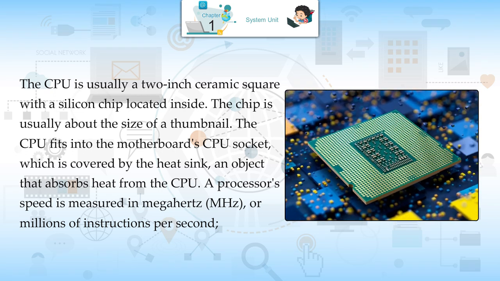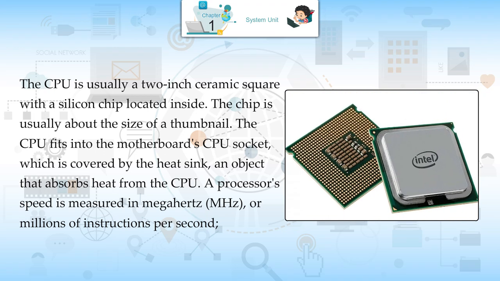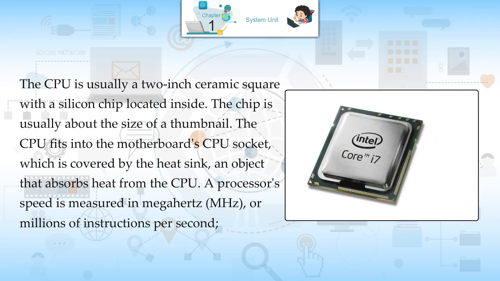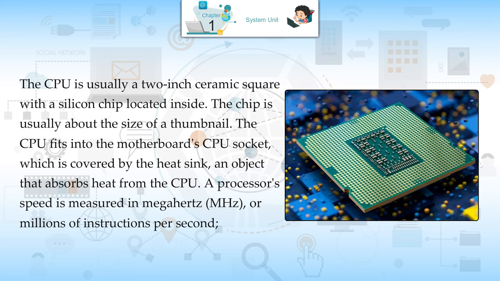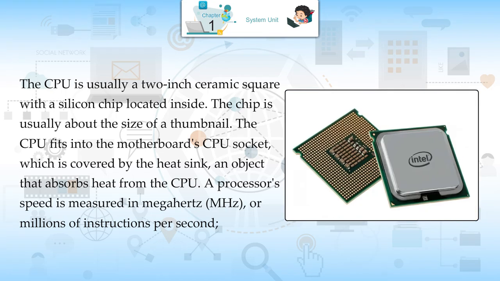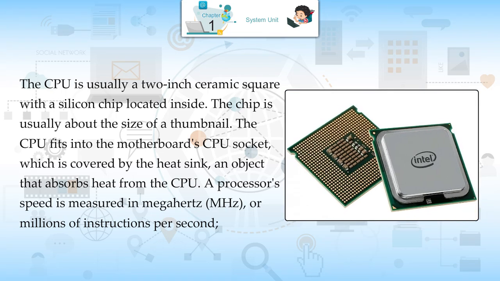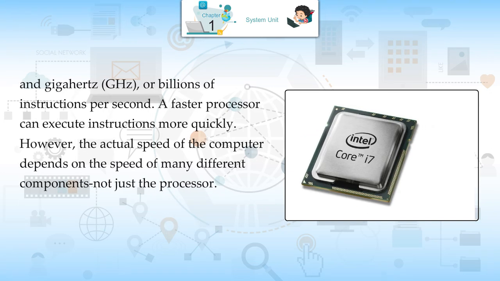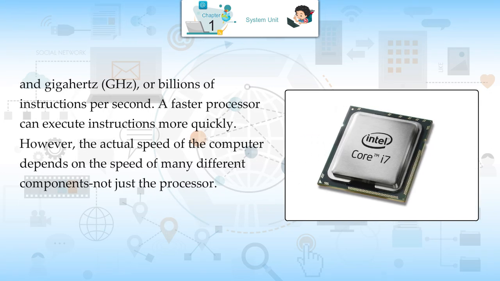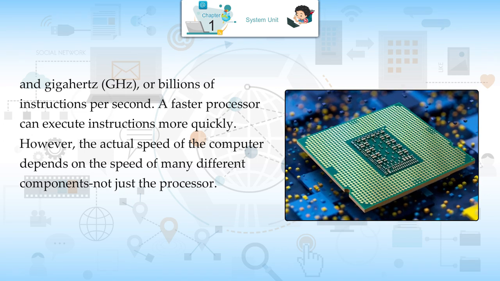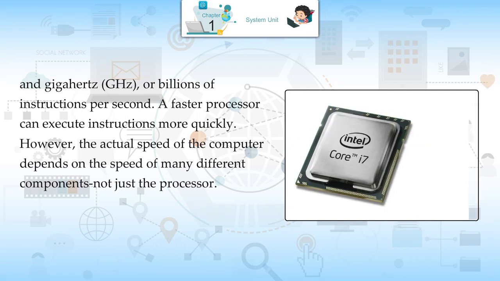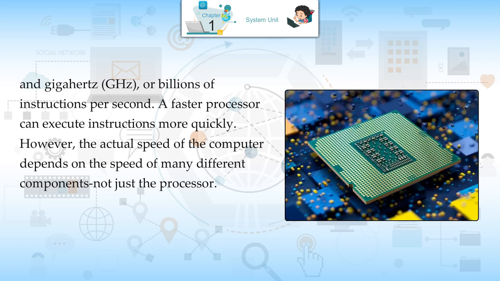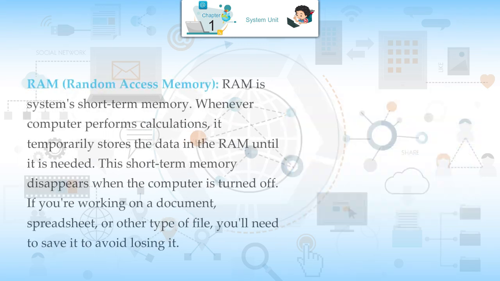The CPU fits into the motherboard CPU socket, which is covered by the heat sink, an object that absorbs heat from the CPU. A processor speed is measured in megahertz, MHz, or millions of instructions per second, and gigahertz, GHz, or billions of instructions per second. A faster processor can execute instructions more quickly. However, the actual speed of the computer depends on the speed of many different components, not just the processor.